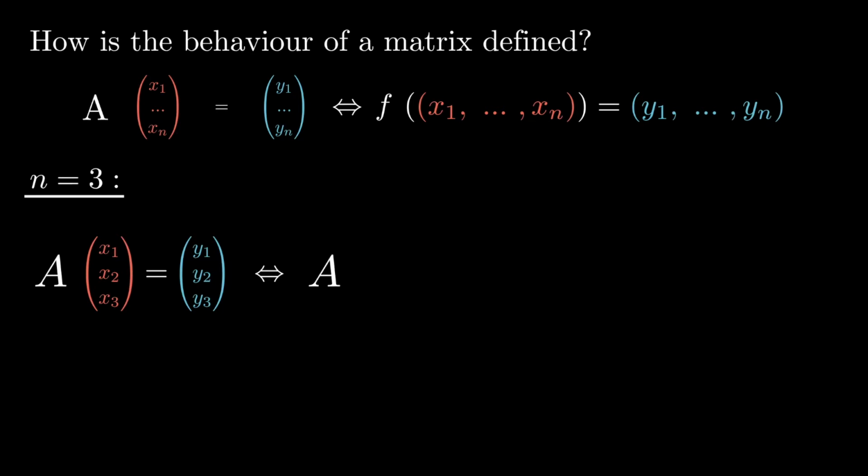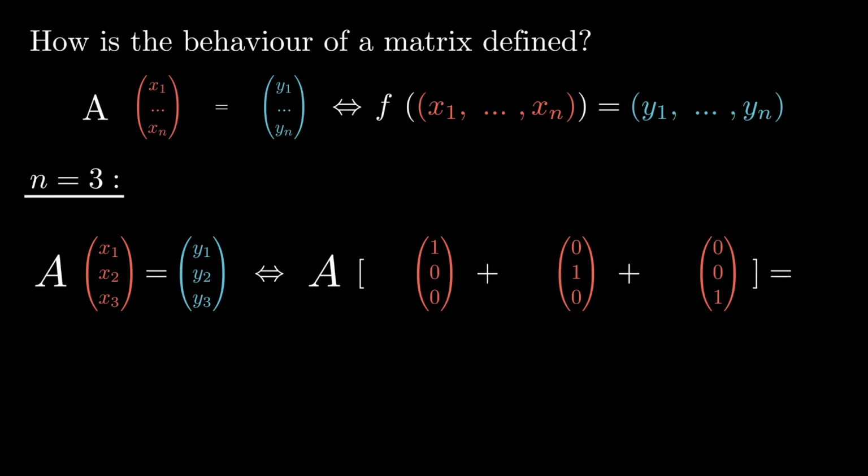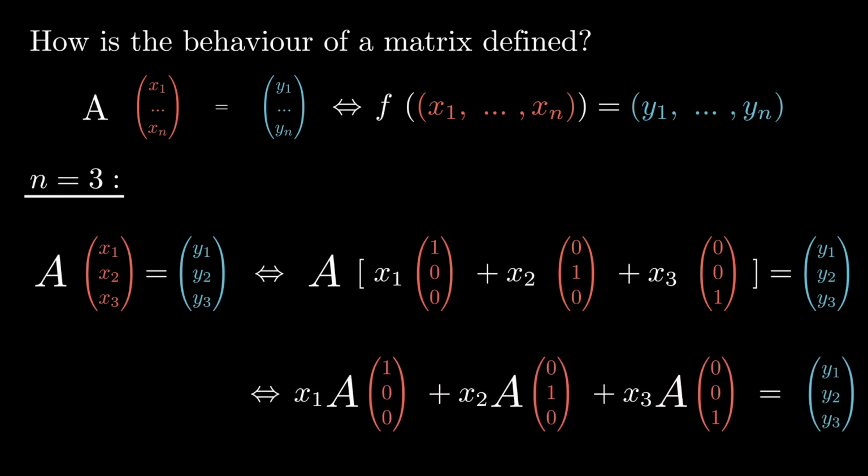Let's now consider a 3x3 matrix. For a 2x2 matrix, it's the exact same reasoning. You can see through this equality that in order to determine the behavior of a matrix, we just have to derive the product of the matrix and each of the vectors of the canonical basis. To do so, I advise you to keep in mind the following.